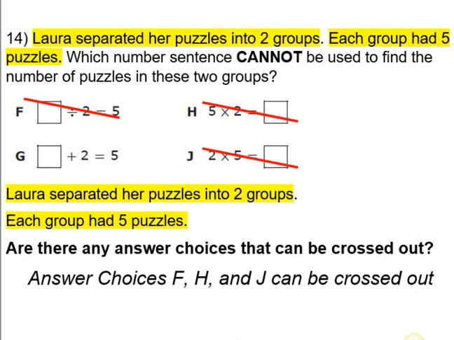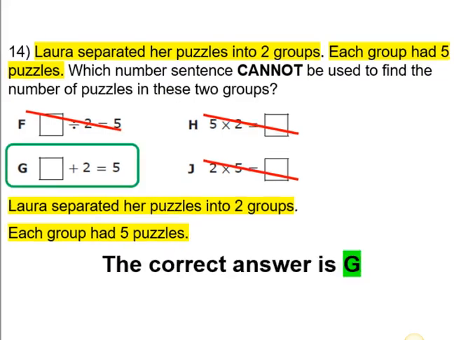If you said that we can cross out answers F, H, and J, you are correct, because for separating the puzzles into 2 groups, and each group has 5 puzzles, we know that we can either divide by 2 and equal it to 5. We can either multiply, which is H, 5 times 2, and J says 2 times 5. All 3 of those are the correct number sentences. So the one that cannot be used is, sorry about that, is G. The square plus 2 is equal to 5.